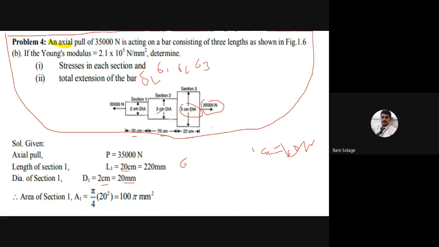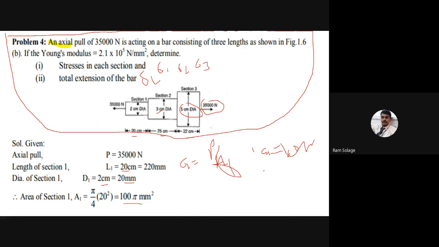Now, for calculation of stress, what is the formula? How to calculate sigma 1? Sigma 1 is equal to force upon area, that is P upon A1. P is common, no problem; the value of P is given in the problem. How to calculate A1? That is pi by 4 into D square. D is given. Put the value and find the value of A1. What is the value of A1? How to calculate the area of section number 1? What is the answer? 100 pi.